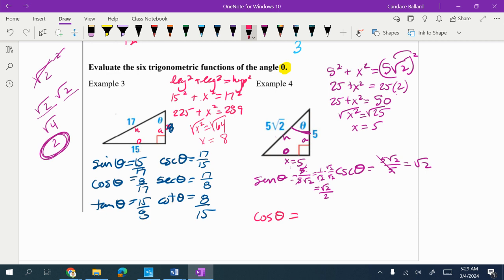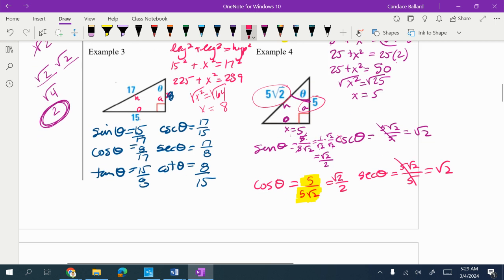Okay, so the cosine of theta, I'm going to do the adjacent over the hypotenuse, which in this case happens to be exactly the same thing. If that is the case, I don't need to see any of this work. Just go ahead and write what the answer is. And then for the secant of theta, make sure you go back to what it was before we did any simplifying when you do your flipping. So I'm going to go 5 square root of 2 over 5. Those cancel, and I'm left with just square root of 2.